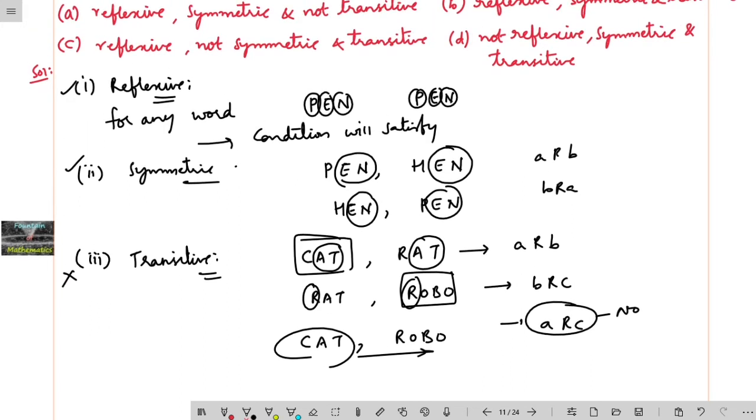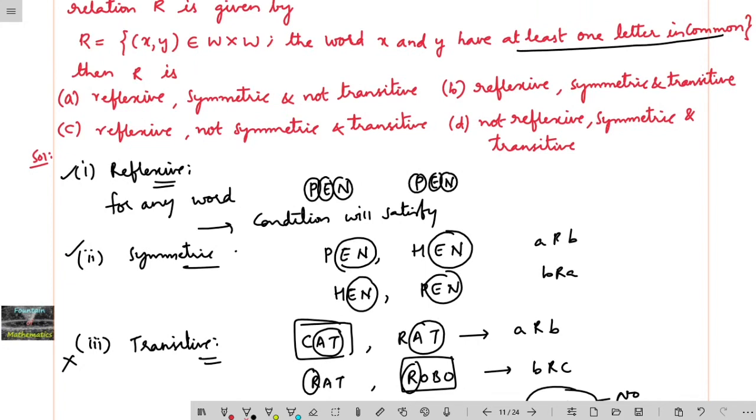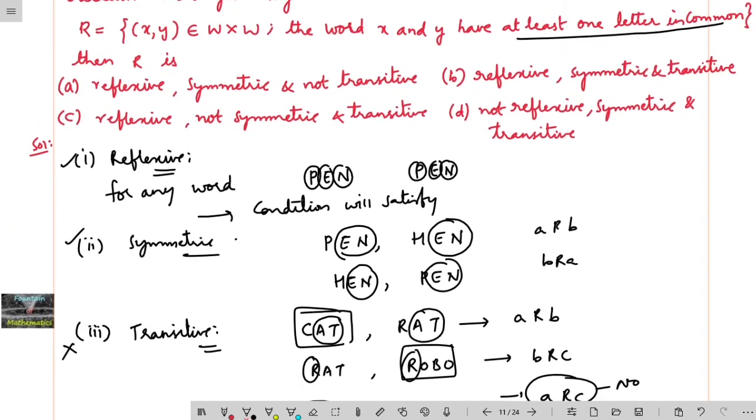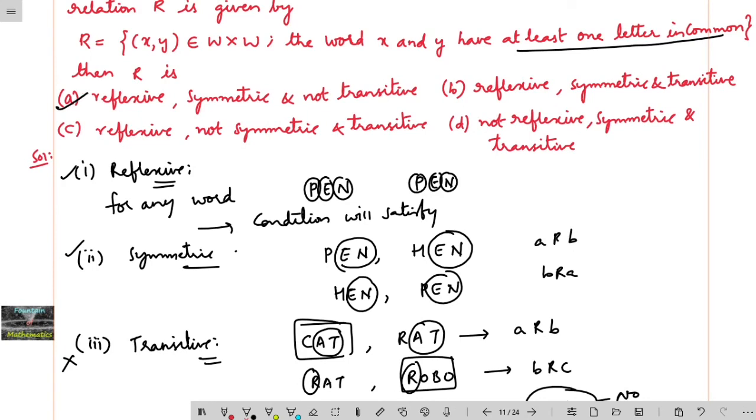This is one example where I found from the dictionary words X and Y that have at least one letter in common according to the condition. Hence we can say which option? Reflexive, symmetric and not transitive, first option. We'll move to the next question.